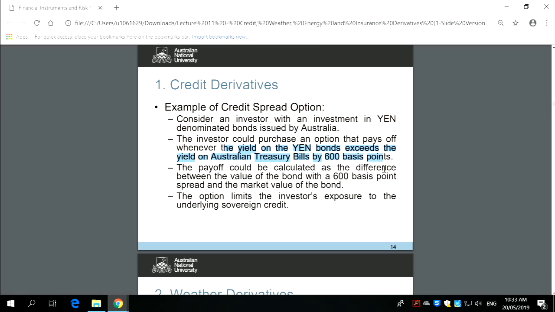Any question on the credit spread option? Again, you don't need to know how to value these options, but you need to be able to demonstrate in words how they work.